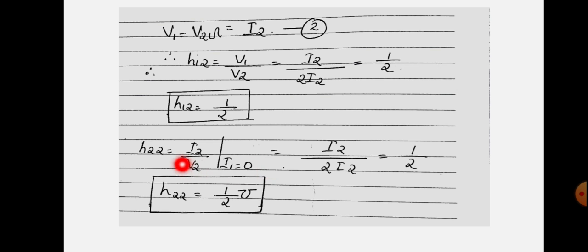Here you can notice that it is the ratio of current and voltage, so the unit will be mho, that is inverse of resistance. So H22 will be equal to 1 by 2 mho. So this is all about this problem. It is very easy. You should know only the basics of network or circuits. Here we are using only Ohm's law, and you can once again go through the problem. If you have any doubt, you can ask me, okay?